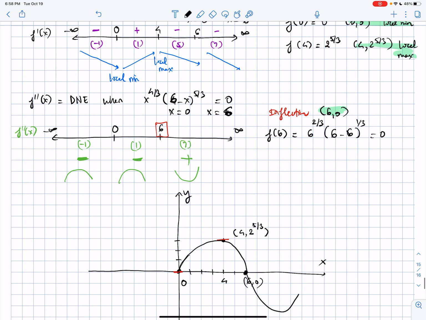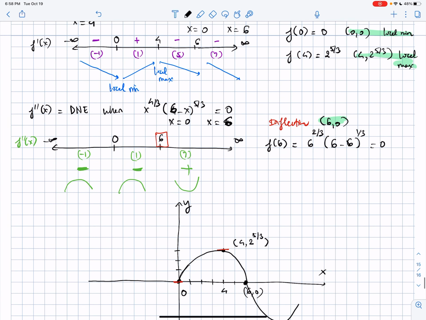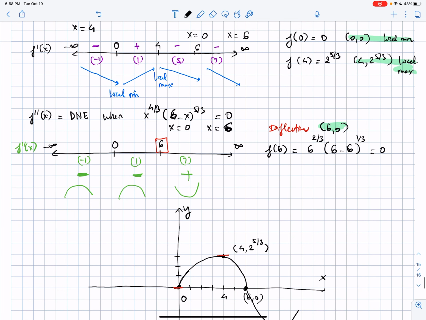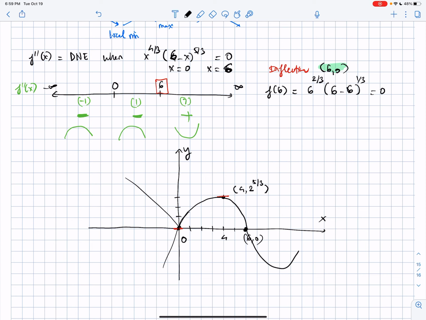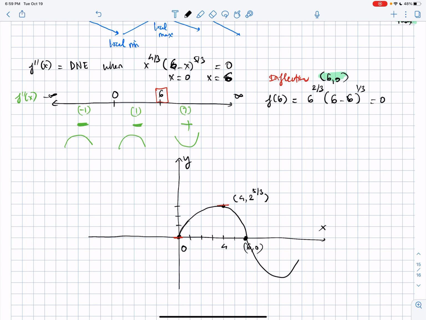And then what about the left side of 0? The point (0, 0) is the local minimum, so we cannot draw it like this, because 0 is the local minimum and it's concave down on the left side of 0. So we should do something like this.